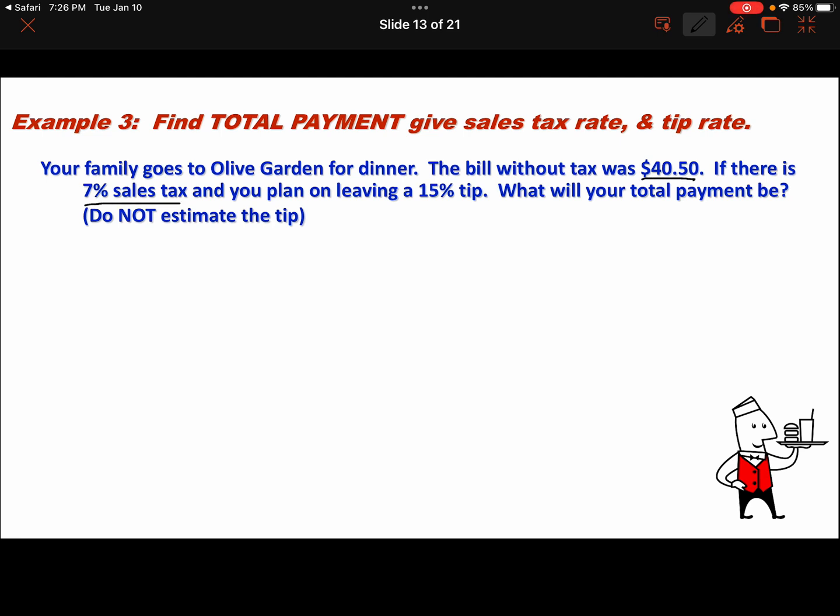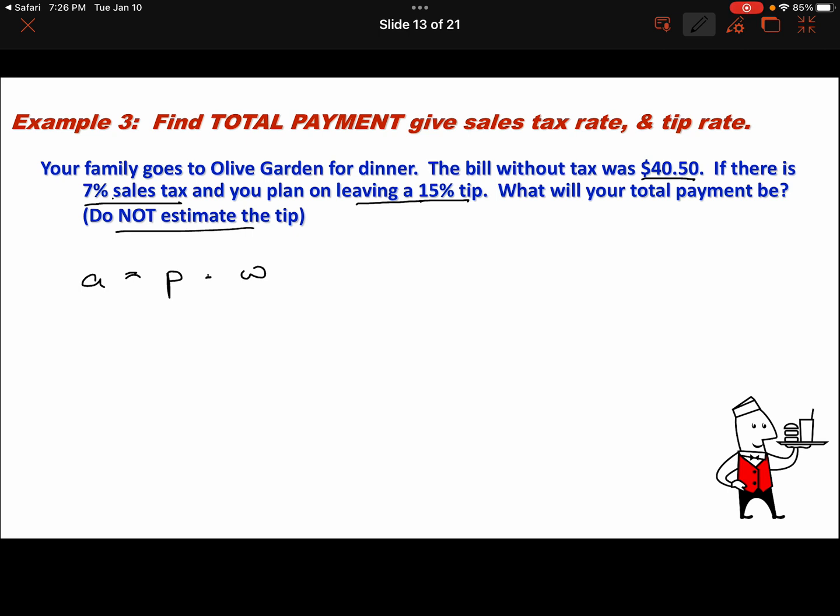There is 7% sales tax, and you plan on leaving a 15% tip. What would your total payment be? And once again, we're not going to estimate the tip. Now, in the real world, you would pretty much estimate the tip. What we are going to do is not add these two together, because normally when you get the bill from the waiter or waitress, it's already going to have the tax included.